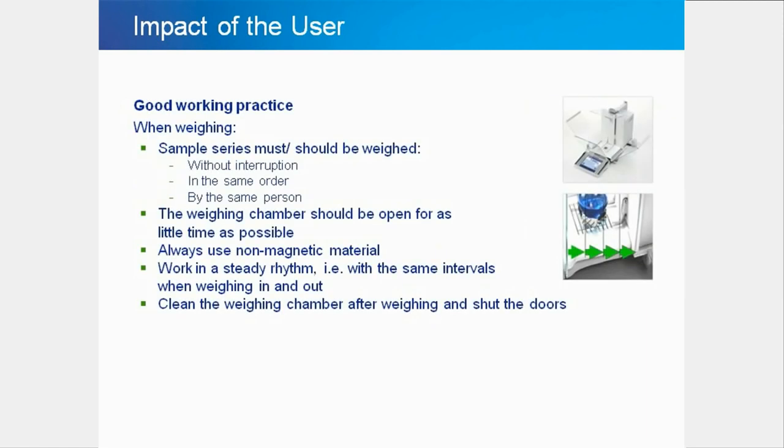The user should follow good weighing practices when weighing. Sample series should be weighed without interruption, in the same order, and by the same person. The weighing chamber should be open for as little time as possible. Always use non-magnetic material and work in a steady rhythm with the same intervals of time between weighing in and out. Lastly, clean the weighing chamber after weighing and close the doors.